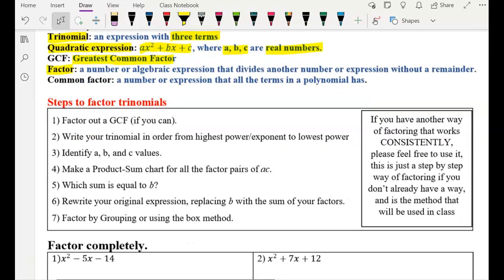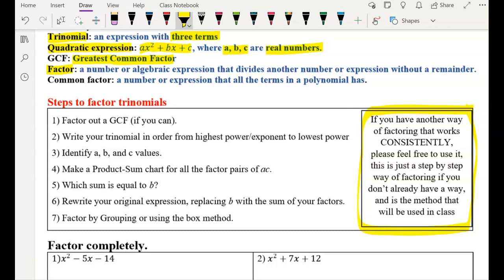So here are the steps to factor your trinomials. Now I have it spelled out right here. It says, if you have another way of factoring that works consistently, please feel free to use it. This is just a step-by-step way of factoring if you don't already know it from your Algebra 1 class. Now I'm going to show you this method in two different ways. Now I know many of you guys factor by guess and check. Please keep on doing that if that's your system, okay? Step by step, here we go.